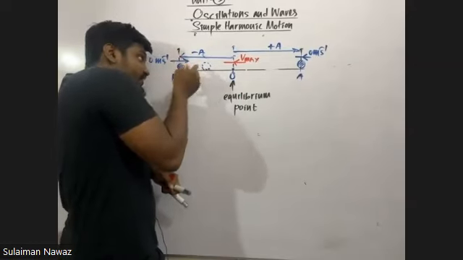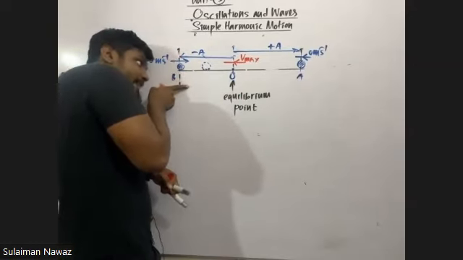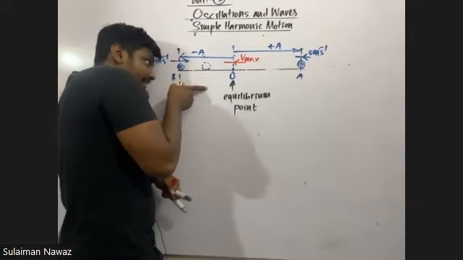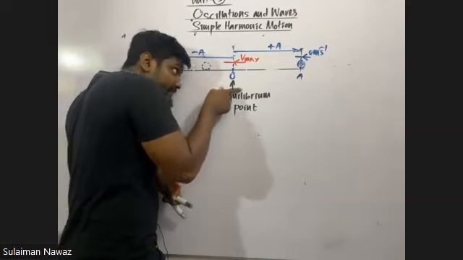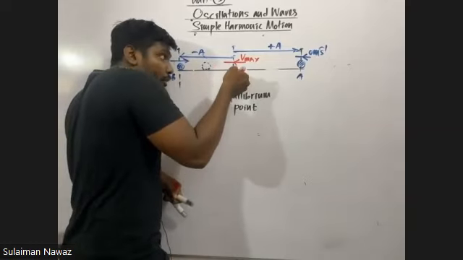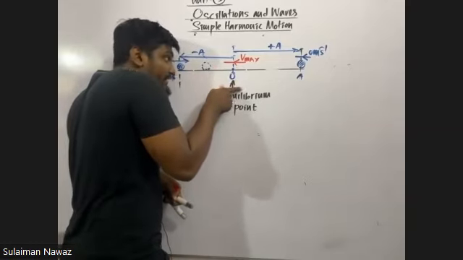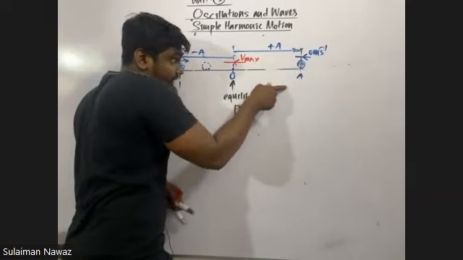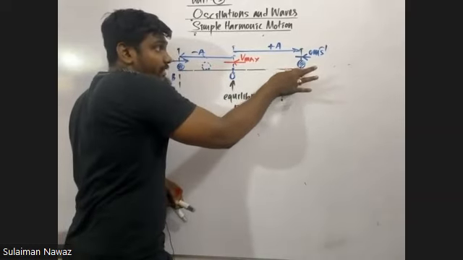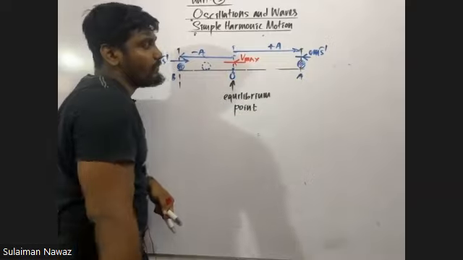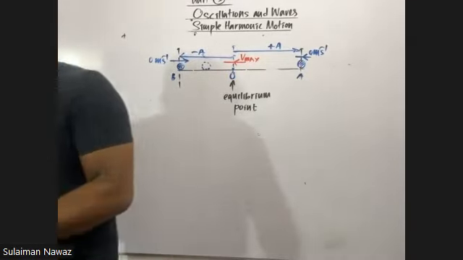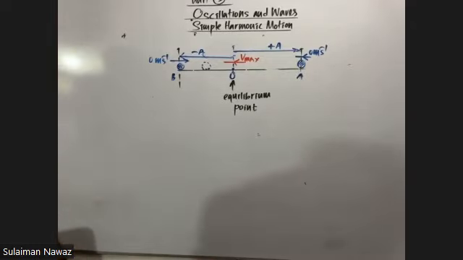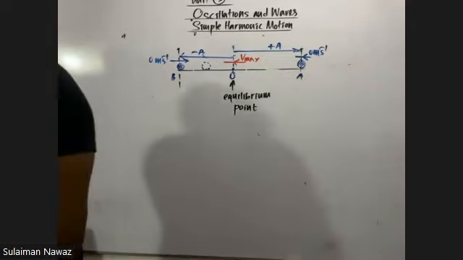Suddenly it changes direction. Now in this direction, velocity keeps on increasing. Exactly at the equilibrium point, velocity is maximum. Beyond point O, velocity starts to decrease. Exactly at point A, velocity will become zero, right? I think you guys understand. Now draw that one as well.